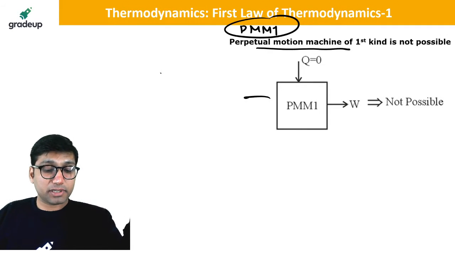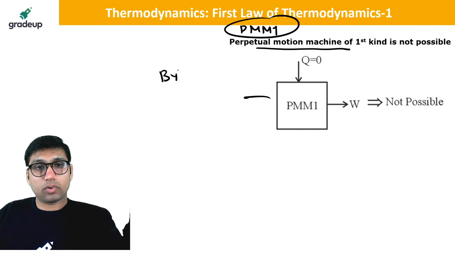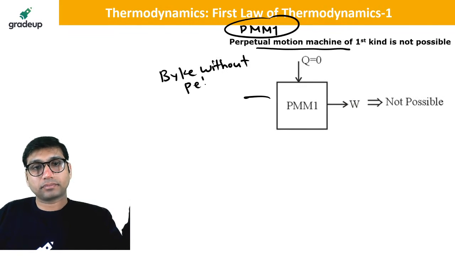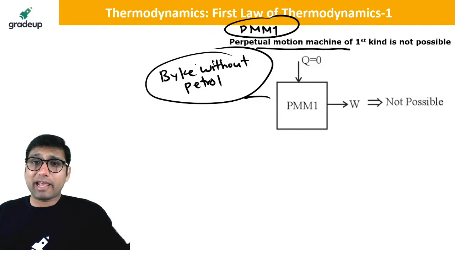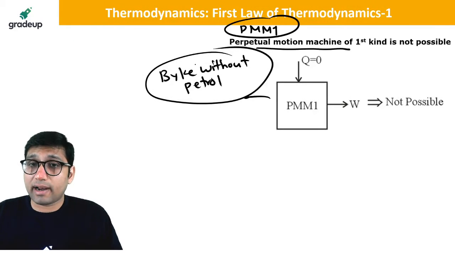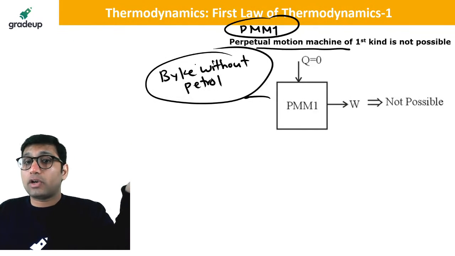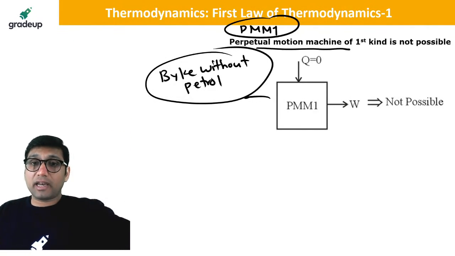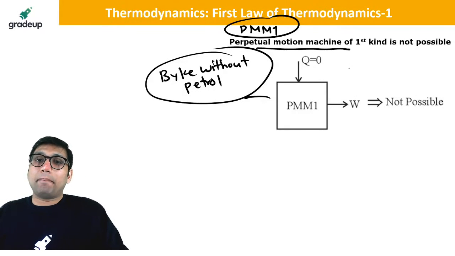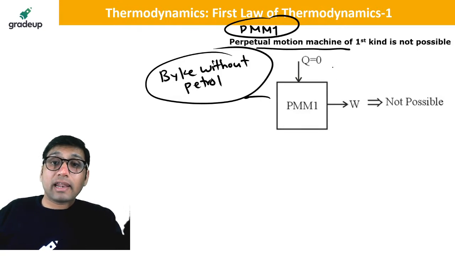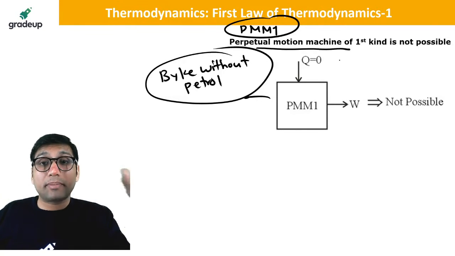An example of a hypothetical machine is a bike without petrol. Or if you are going to an ATM and you do not have any cash in your account, how can you get money from that, right? A bike without petrol cannot run. Similarly, you cannot get money out of your ATM if you do not have any bank balance in your account, right? So a perpetual machine of the first kind is basically a hypothetical machine which violates the first law of thermodynamics.